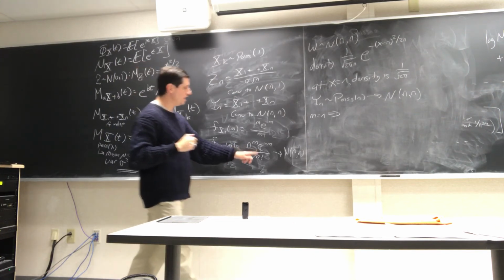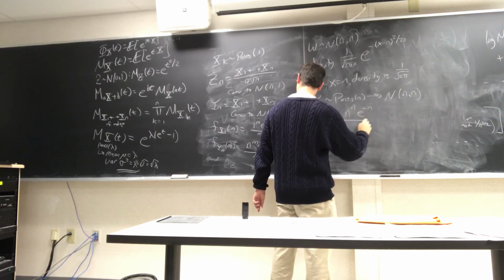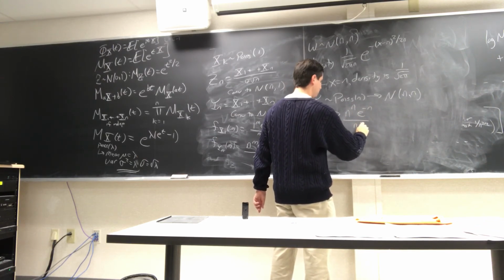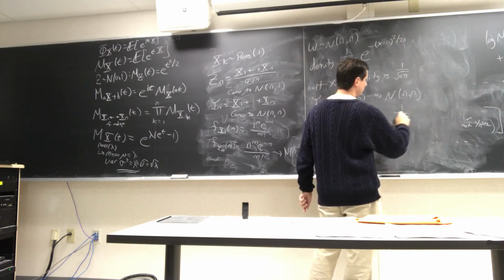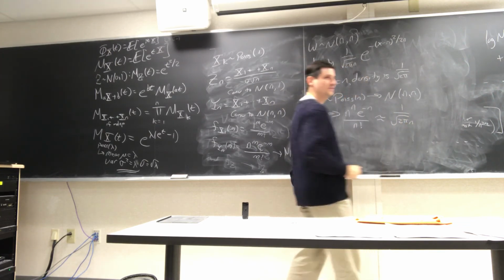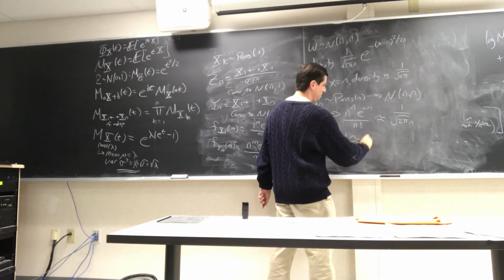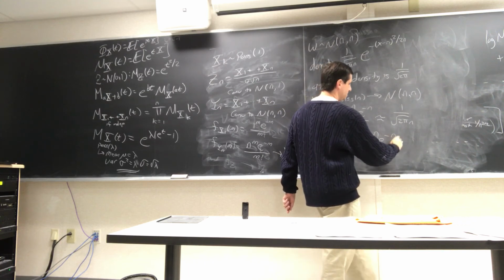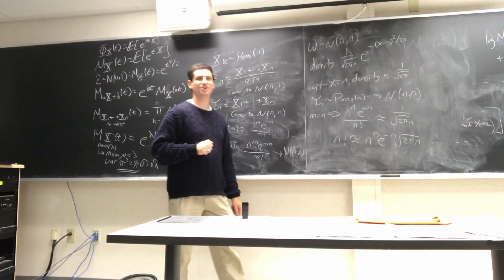So if I take m equals n, I get n to the n, e to the minus n, over n factorial, should be approximately the density here, which is 1 over square root of 2 pi n. So if I cross multiply, I get n factorial should be about n to the n, e to the minus n, square root of 2 pi n. There's Stirling's formula.